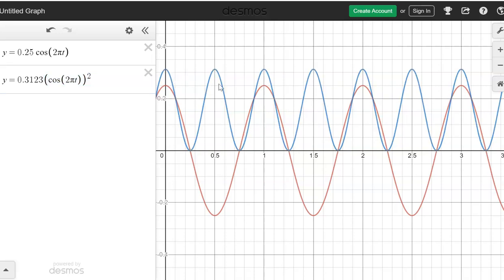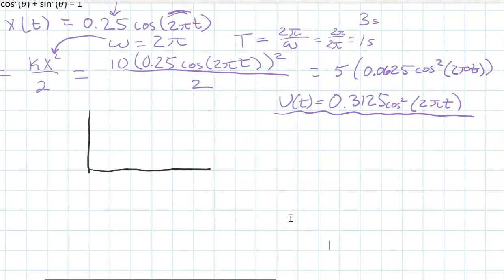We'll talk a little bit more about that later, but notice that since this cosine is squared, that means the energy function is never negative. So that's why for the blue, the energy function, there's nothing below the x-axis. So I basically just modeled my graph after what I graphed on my graphing calculator. I thought it was a little bit clearer on Desmos. So I'm going to go out, that's 1 second.